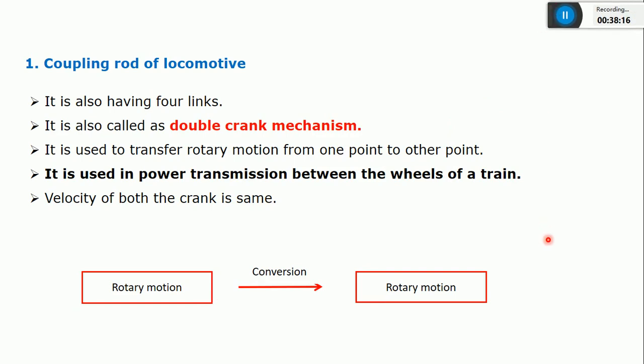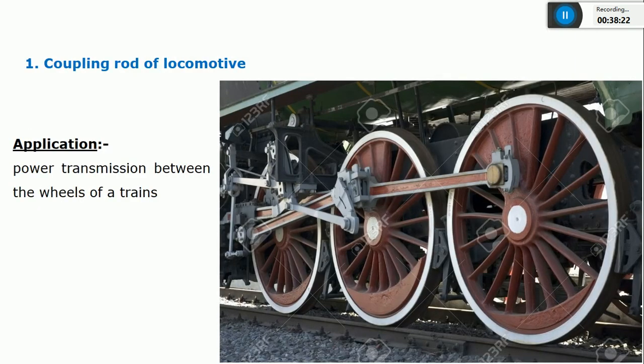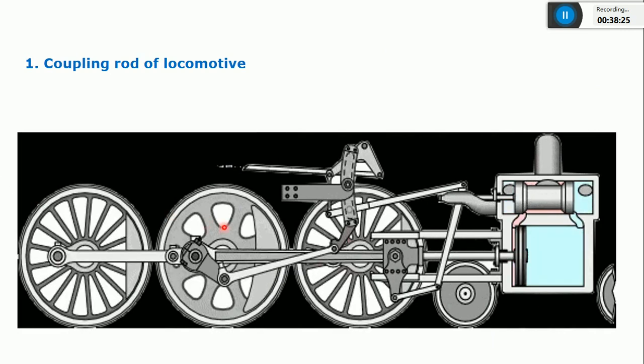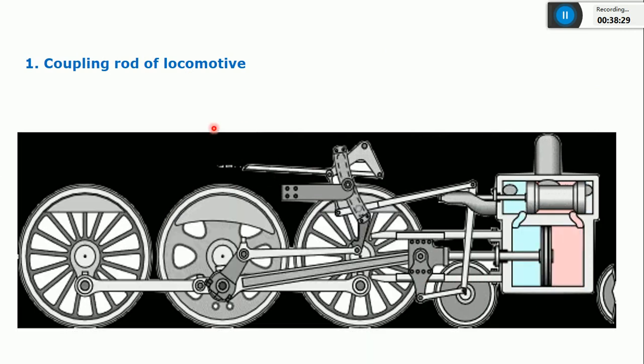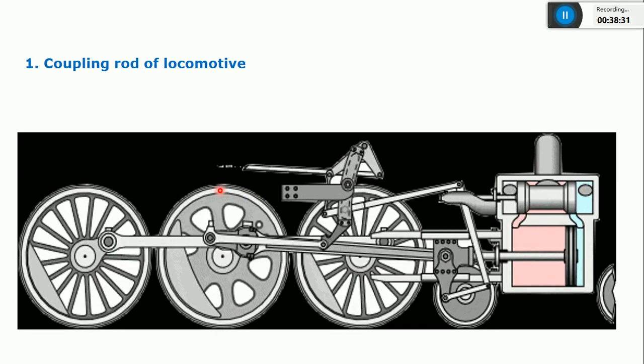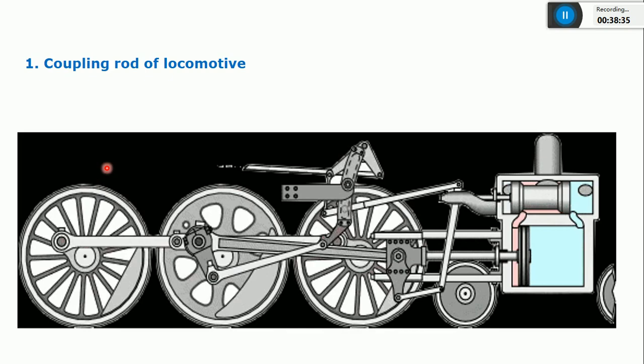If it is clear, I'll go to the second inversion, that is beam engine. Correct. These are applications of coupling rod of locomotive. Okay. Definitions, figure, and these applications. Okay, and the features are very much important.